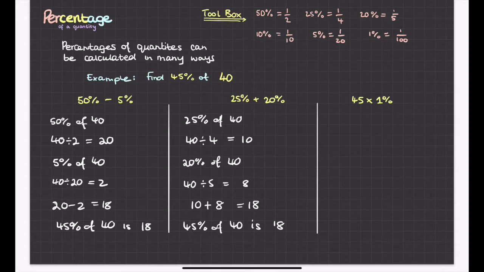Right, for the next one, I want to work out what 1% is. Now 1% of 40, well that's the same as having 1/100th of 40, so that's the same as dividing 40 by 100. So I'm going to do 40, I'm going to divide it by 100. And that equals 0.4. Okay. Now because I've got my 1%, I want 45 of these to make up my 45%. So I need to multiply it by 45.